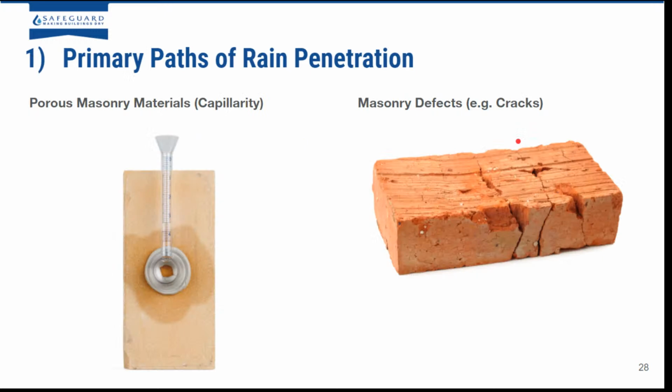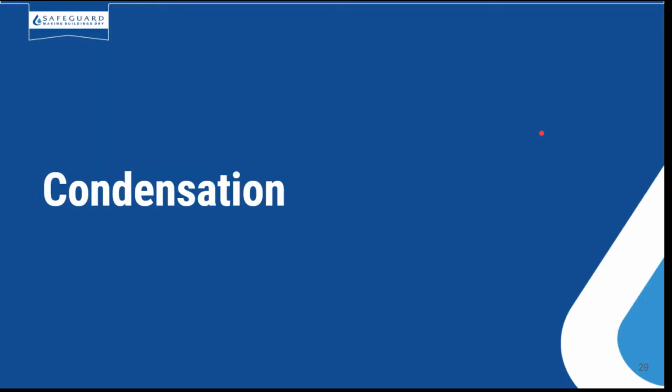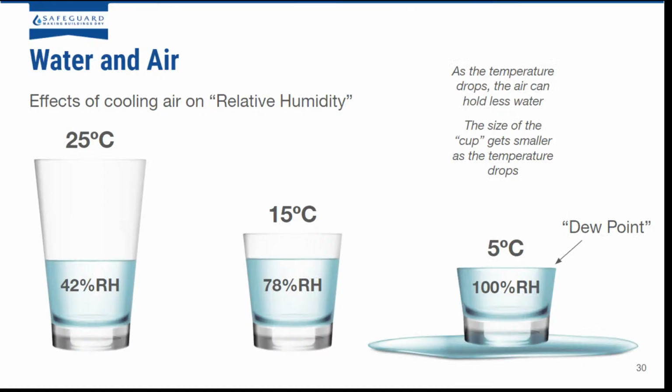So the primary paths of rain penetration are through porous masonry materials such as bricks and mortar, or through masonry defects such as cracks or gaps in the structure. Okay, and finally, condensation, very important when talking about retrofitting.